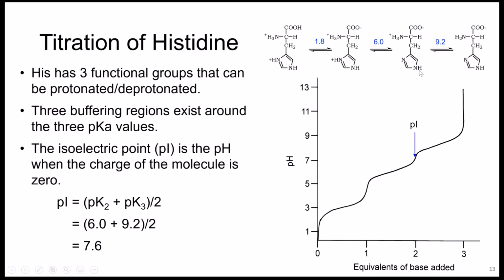Now, in order to calculate the isoelectric point, the pH when the molecule has a net charge of 0, we average the two pKa values on either side of this zwitterionic structure. So we would average the pKa values of 6 and 9.2. At a pH of 7.6, the majority of the species present will be this zwitterionic form. This is the sharper increase in the curve, between the two buffering regions. At this point, the imidazole side chain is not protonated, and the positive and negative charges on the amino and carboxyl groups will cancel each other out.